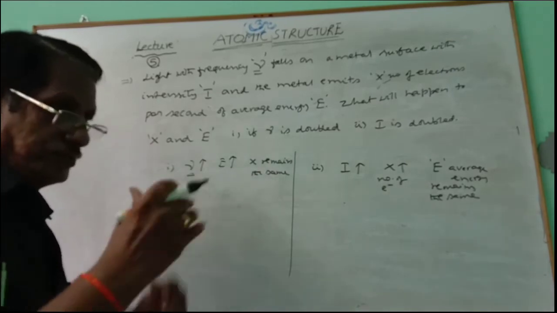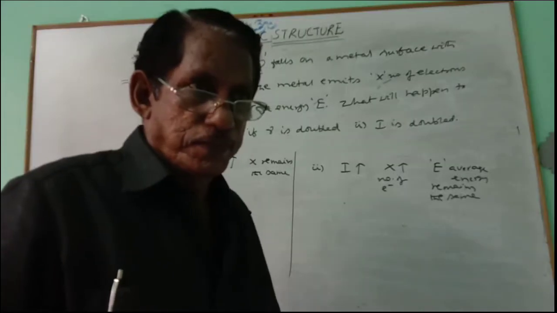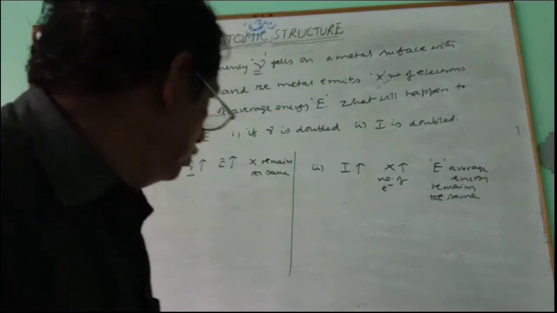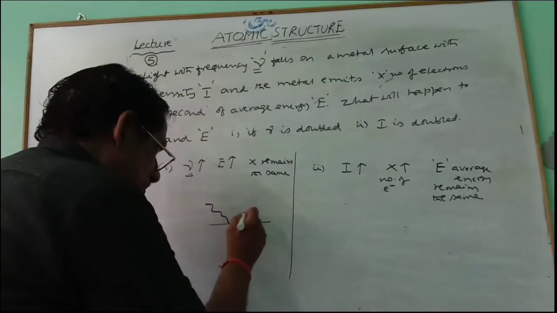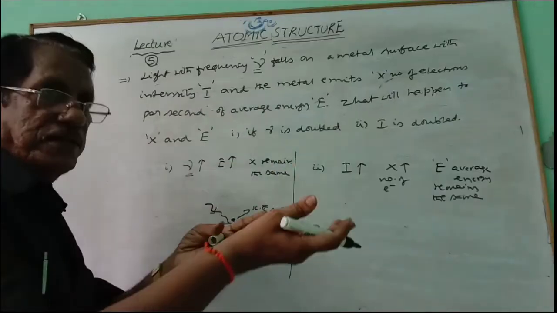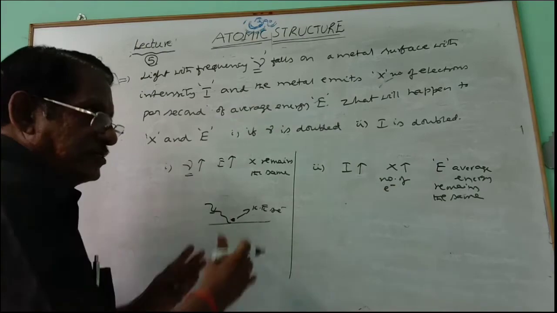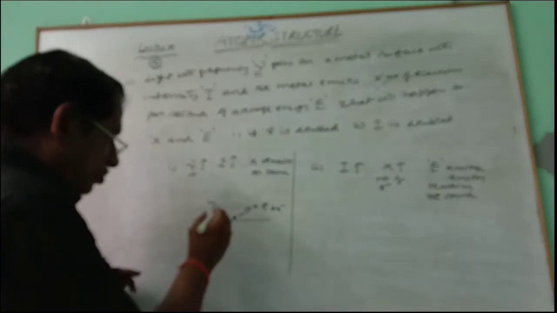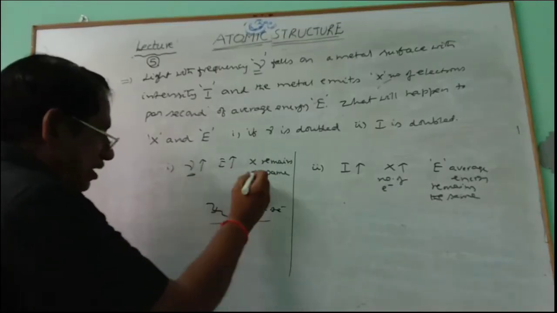When nu is doubled, what is going to happen? Just understand: the frequency value is doubled, not the intensity. You are taking a metal surface here, radiation here, and an electron is ejected. Since nu is increased, whatever extra energy is there, the kinetic energy of the electron will be increased. But the number of electrons emitted per second remains the same. Whatever extra energy is there will be utilized to increase the kinetic energy only, but not to eject more electrons. And so, when nu is increased, X will not change.